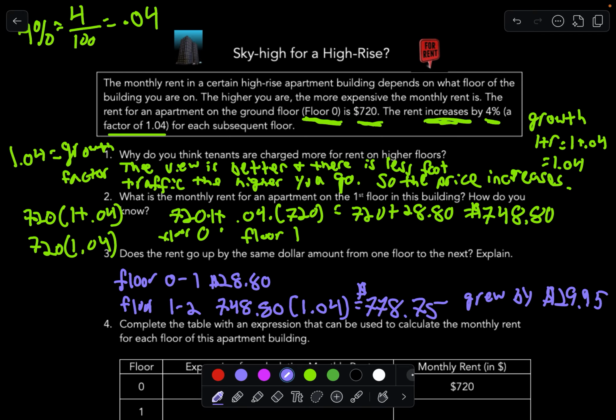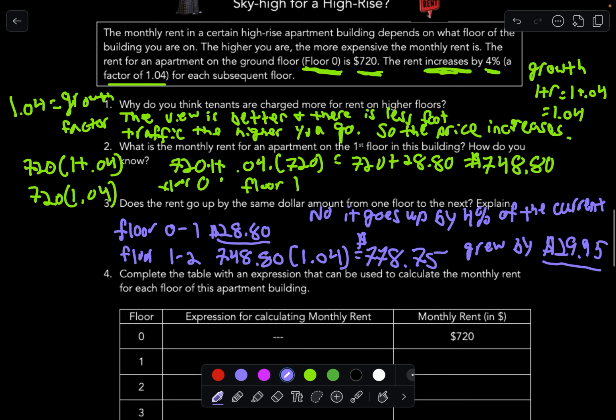Do you notice the amount it increased is different? So the question is, does it go up by the same dollar amount from one floor to the next? No. It goes up by 4% of the current floor. And since as you go up, the current floor cost is increasing, the 4% you're adding to go to the next floor is also increasing. So it's not increasing by the same amount.